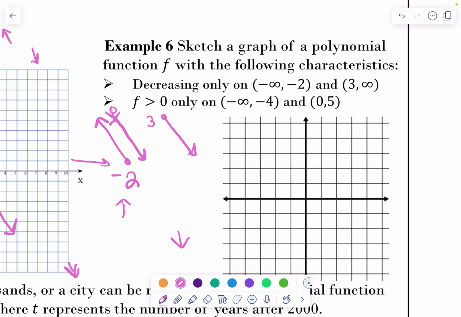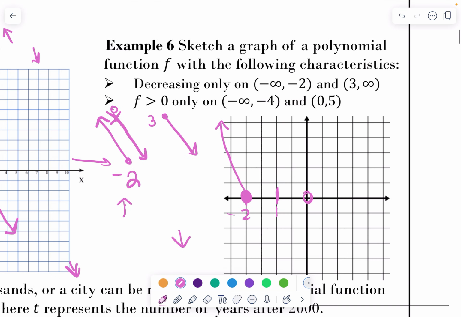So if I have my values of negative 2, let's stretch it out. This is going to be 0. We'll call this 1, and then this will be my value of 2. Now I have my coordinate point here. I know I'm going to be going up, and from negative infinity to negative 4, it's going to be greater than 0. So I know I'm fine there because I'm at the value of negative 2. And I'm going down.